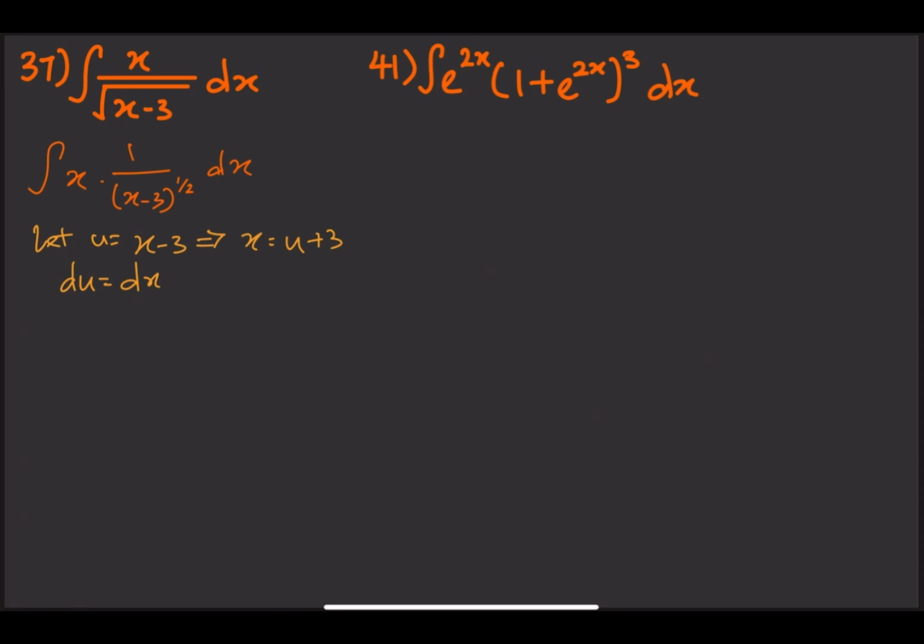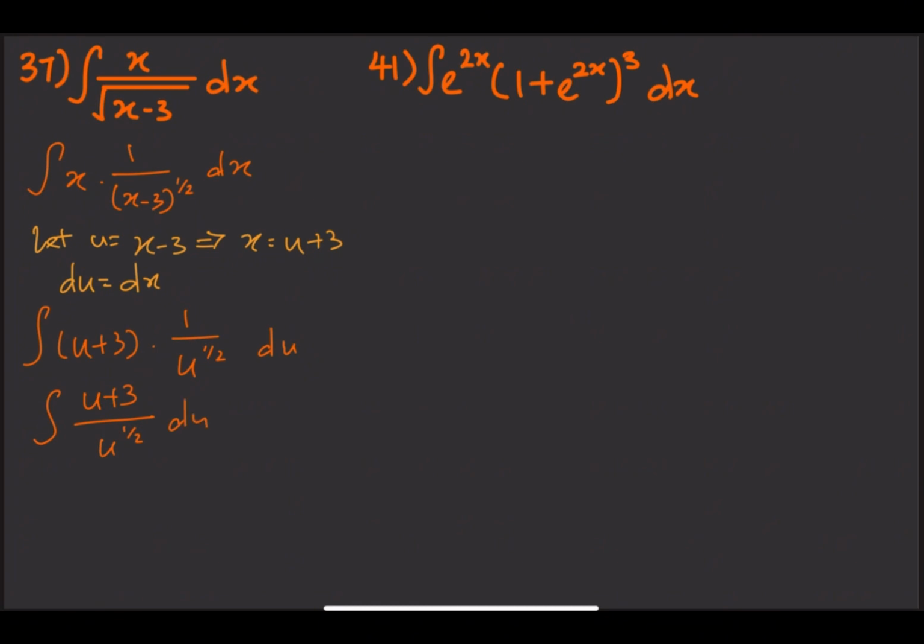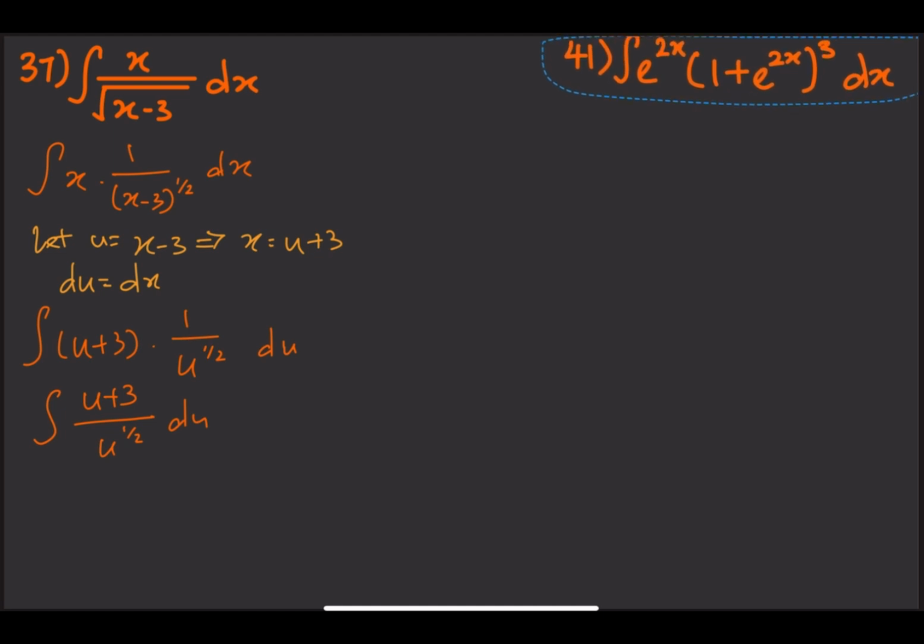Now, very simple. Going back to the integral, since x equals u plus 3, we have u plus 3 multiplied by 1 over u to the power of half, du. It may seem complex, but let's put it back: u plus 3 over u to the power of half, du. It's going to take a bit of working, and you can separate it.